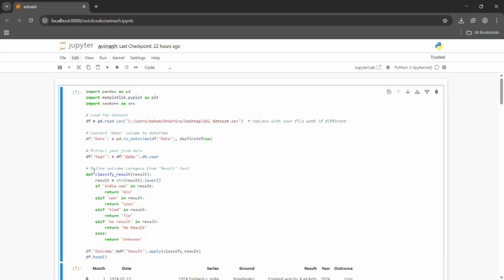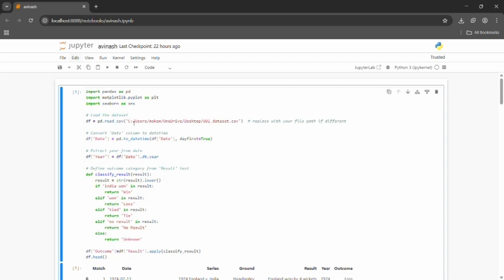I am excited to present my data analysis project focusing on India's performance in one-day internationals, or ODIs. We'll be using Python, Pandas for data manipulation, and Seaborn and Matplotlib for visualizations. Our dataset contains match-by-match data from 1974 onwards, covering every ODI India has played. I'll walk you through a step-by-step analysis across 5 questions, discussing both the code and insights derived.